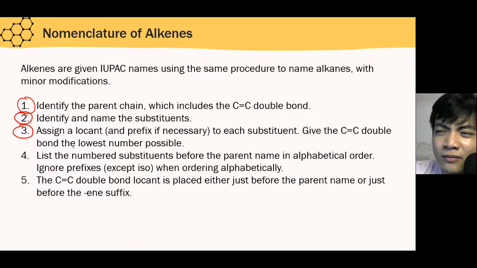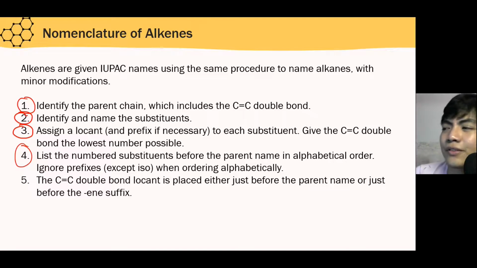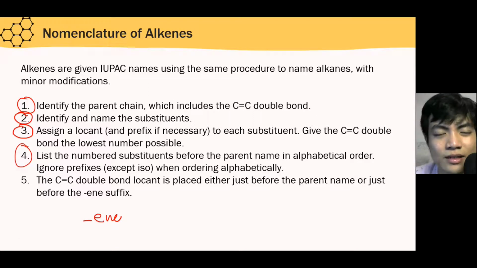Okay, then after that, you will list your substituents with their corresponding locants or numbers, and then after that, you can combine them. However, the parent name for the alkene does not end with the ane suffix. No? It does not end with the ane. Kasi kapag sinabi nating ane, that's alkane. Okay, so for an alkene, if you have a double bond, the ane should be converted to ene. Okay. So again, the rules are very similar. Okay. However, with just a minor tweak.